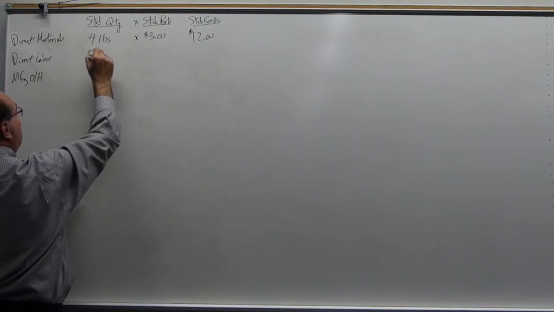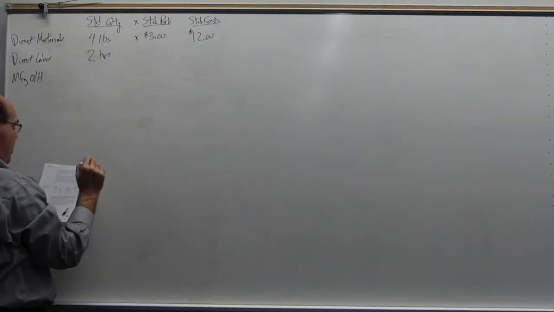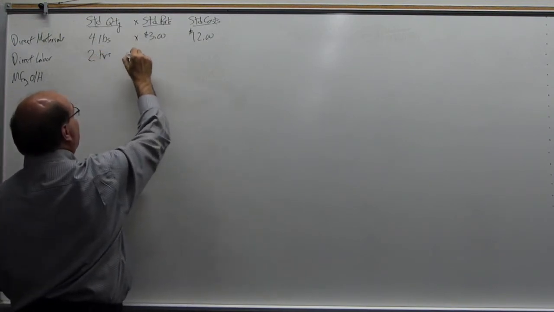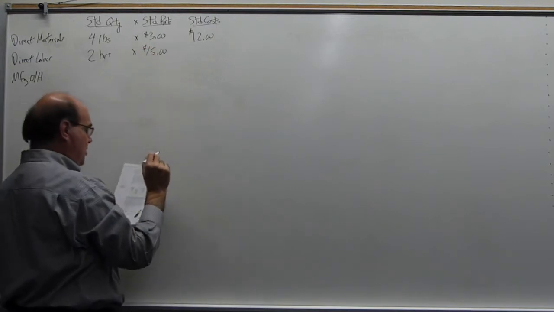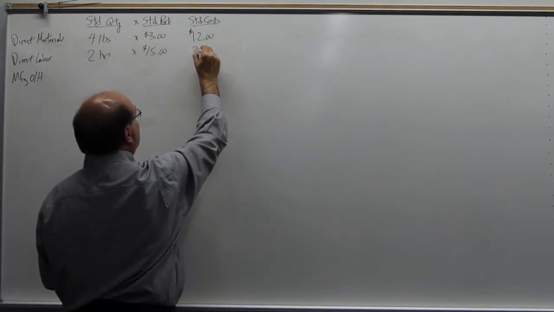Do the same thing with our labor. The production people say, well, it should take about 2 hours of labor for every product that we do. And Human Resources says, well, we look at paying about $15, including all the fringe benefits and everything. So that works out to be about $30.